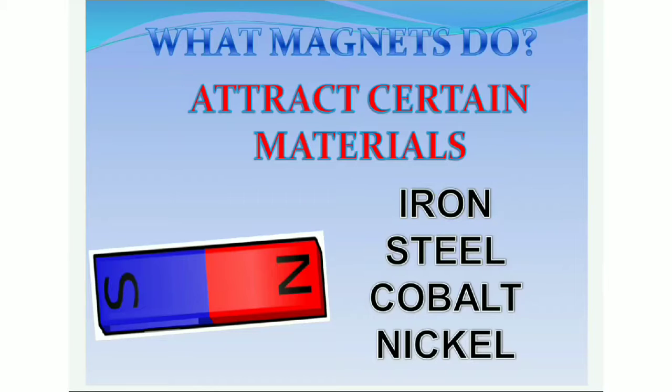What do magnets do? They attract certain materials, basically the metallic materials, for example iron, steel, cobalt and nickel. As you can see in the picture, this is a bar magnet, right? So what is basically the property of the magnet? They attract certain materials, and these are the metallic materials, for example iron, steel, cobalt and nickel.